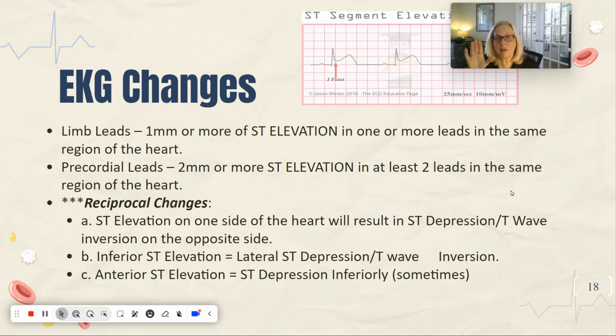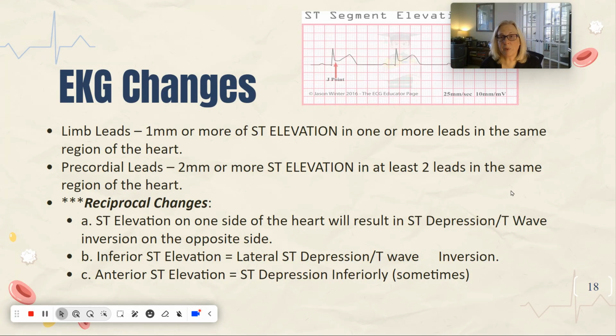So leads V1 through V4, all of those are anterior, right? V1, 2, 3, 4, all of them are the anterior region of the heart. Some are right septal and left septal, but it doesn't really matter. It's all anterior. I need to have 2 of those that have changes to make it diagnostic. So I might have a change in V1 and V4, but it's all anterior, so I definitely have something happening in the anterior region of the heart. And then apical is V5 and V6, so both of those would have to have a change.